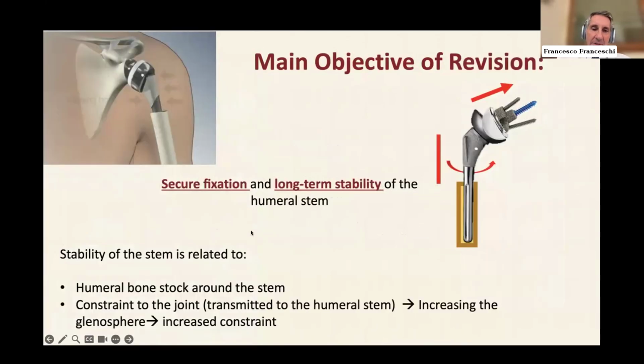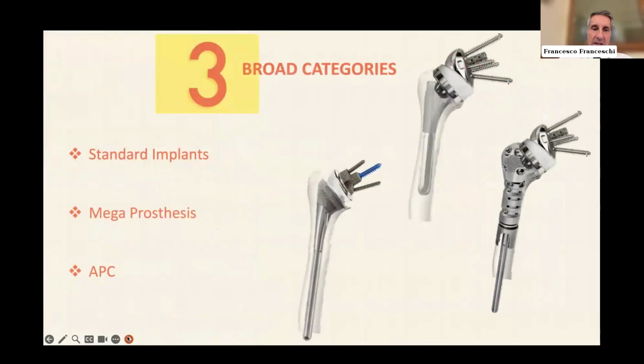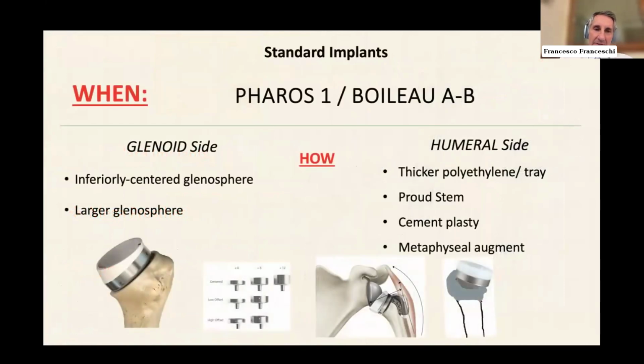And the main objective of a revision surgery is, of course, a secure fixation and long-term stability of the humeral stem. And we have to fix this kind of problem with three broad categories. At first, we can use standard implants. Second, we can use megaprosthesis. Third, we can use APC. I will explain everything, of course, in my presentation.